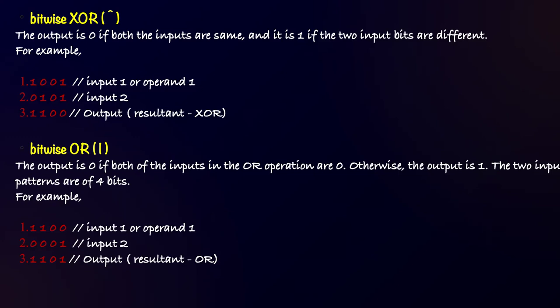Next, bitwise OR operator. Notice the symbol, okay? The output is 0 if both the inputs in the OR operation are 0. Otherwise, the output is always 1. See this. In this case, in the third digit, both the numbers are 0, so it will be 0. Understood? Simple Boolean operations which we are performing using the programming language.